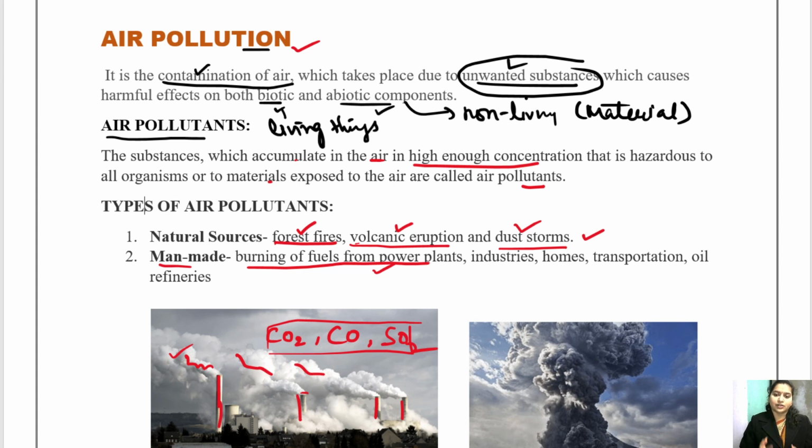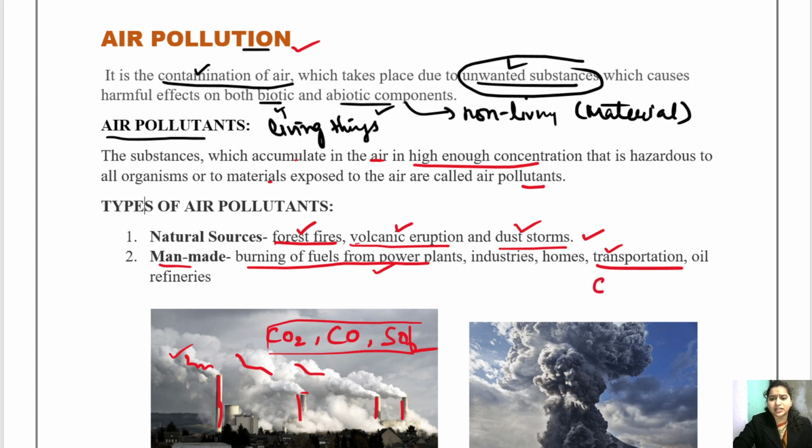All these gases are released from industries and power plants, and definitely from burning of fuels at our home also. Like in villages, people still use cow dung to cook food, which is very dangerous, and it releases carbon monoxide, which is dangerous for the person who is cooking and exposed to it, and also for the environment. So we are still burning fuel at our home, which is very dangerous and causes the air to pollute.